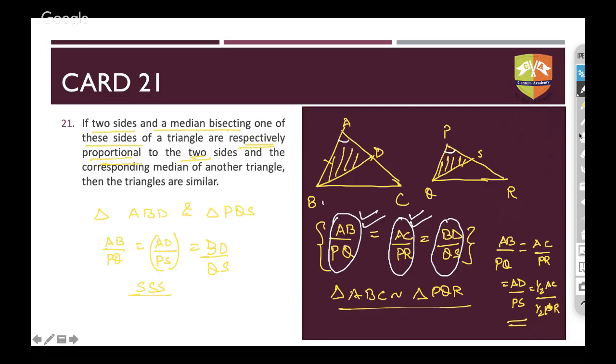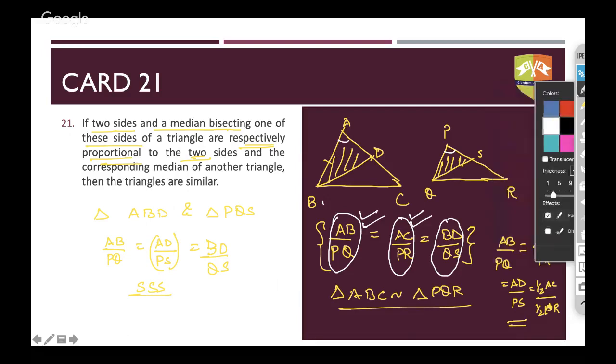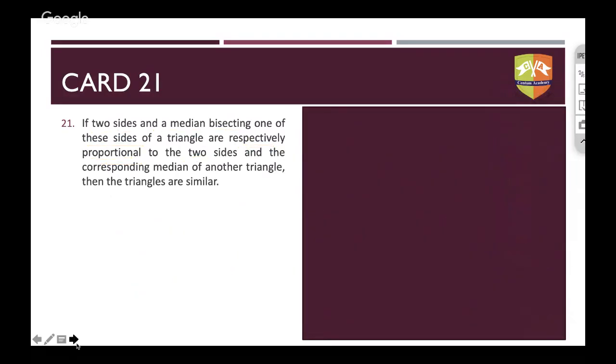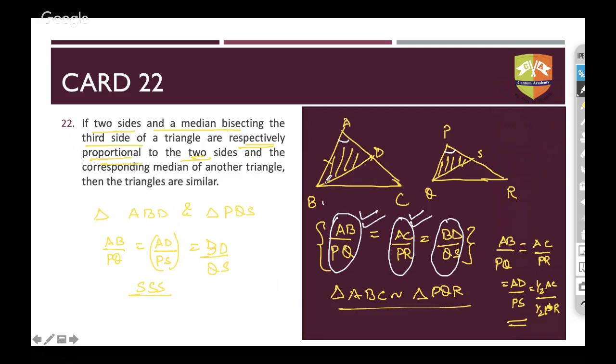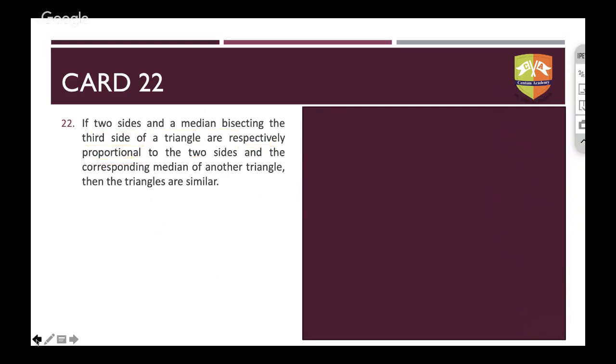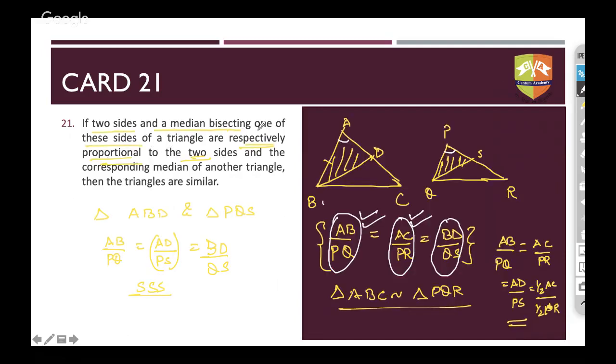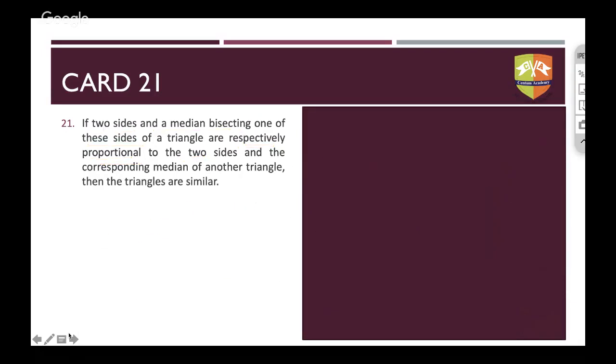Okay, so this is slide number 21. Let's go to the next slide. If two sides and a median bisecting the third side of a triangle are respectively proportional. In the previous case, there were two sides and a median bisecting one of these sides. But in the next slide, this is a median bisecting the third side.